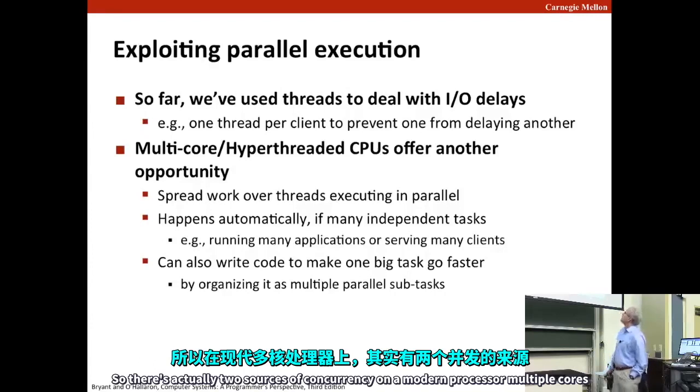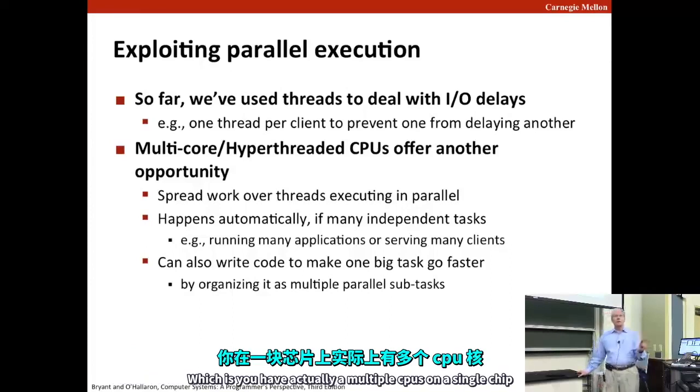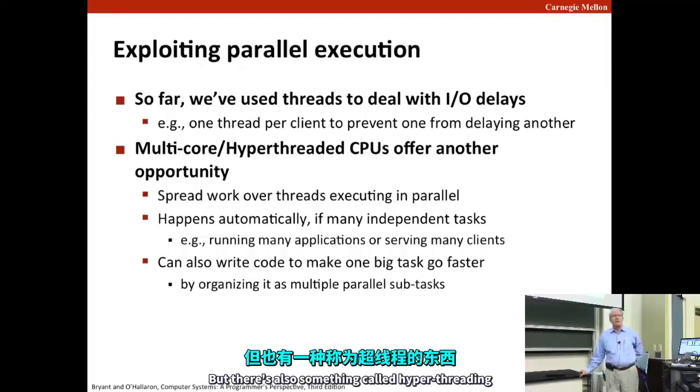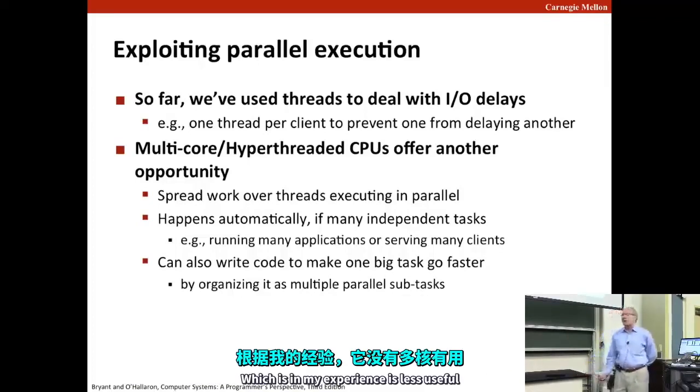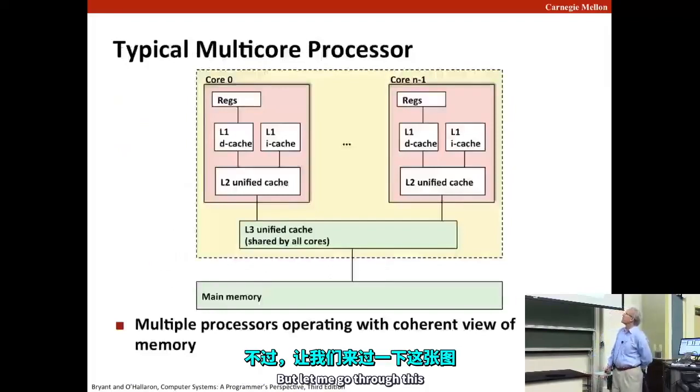So there's actually 2 sources of concurrency on a modern processor. Multiple cores, which is you have actually multiple CPUs on a single chip. But there's also something called hyper-threading, which is, in my experience, less useful. But let me go through this.